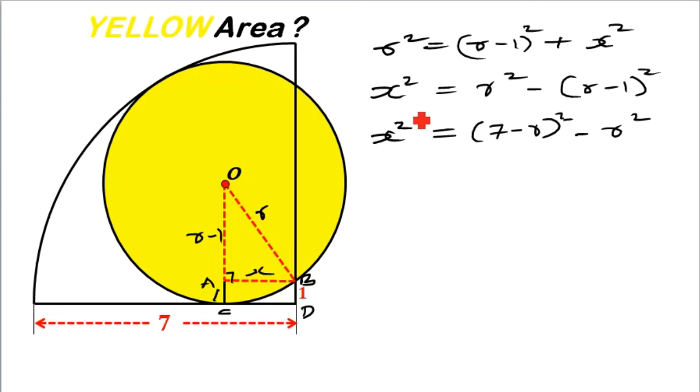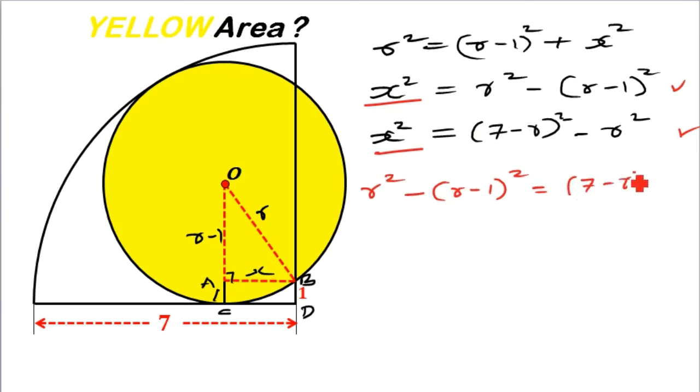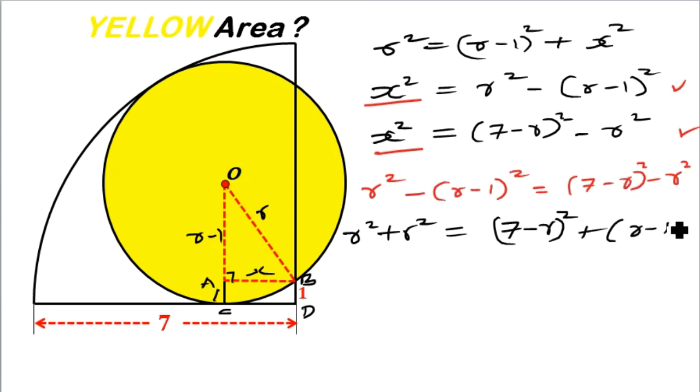So we can compare the two equations. This is the equation of x, this is the equation of x, meaning these two equations are equal. So we have r squared minus r minus 1 squared equals 7 minus r squared, then minus r squared. If you collect the terms and move them to the other side, you will get r squared plus r squared equals, on the other side, 7 minus r squared, then the negative going to the other side becomes plus r minus 1 squared. So r squared plus r squared is going to be 2r squared.